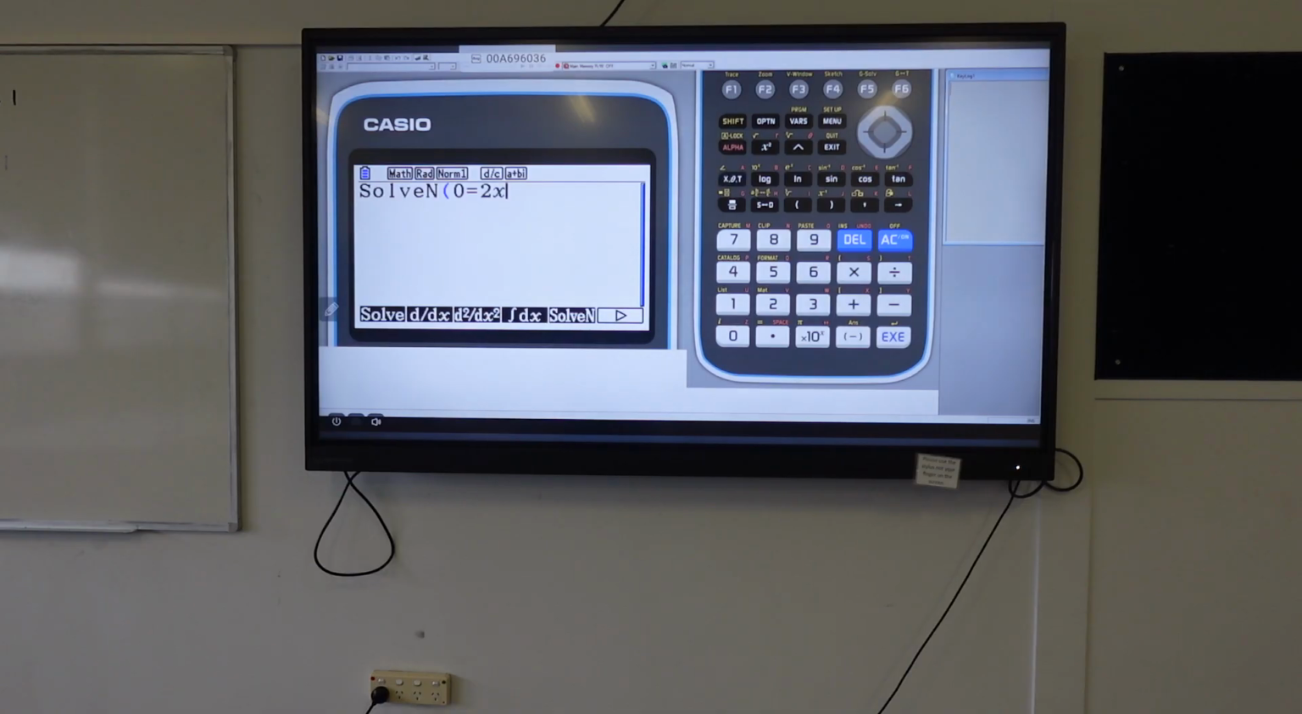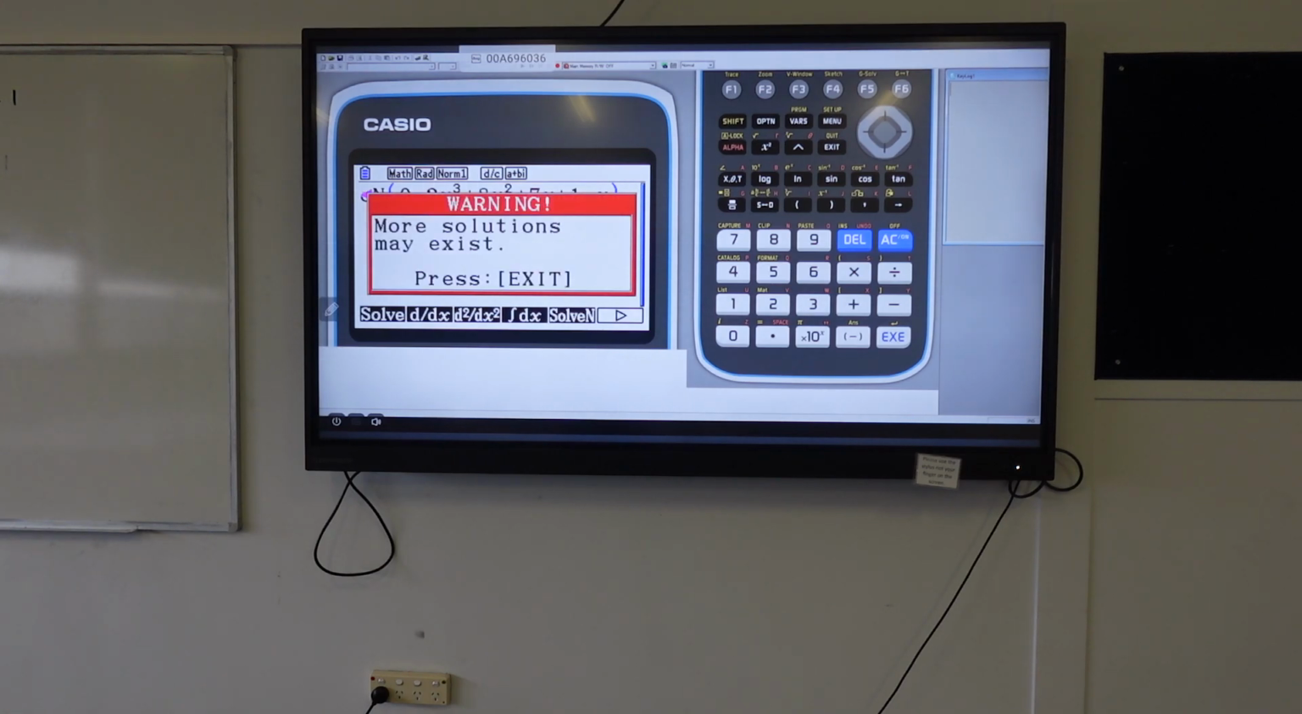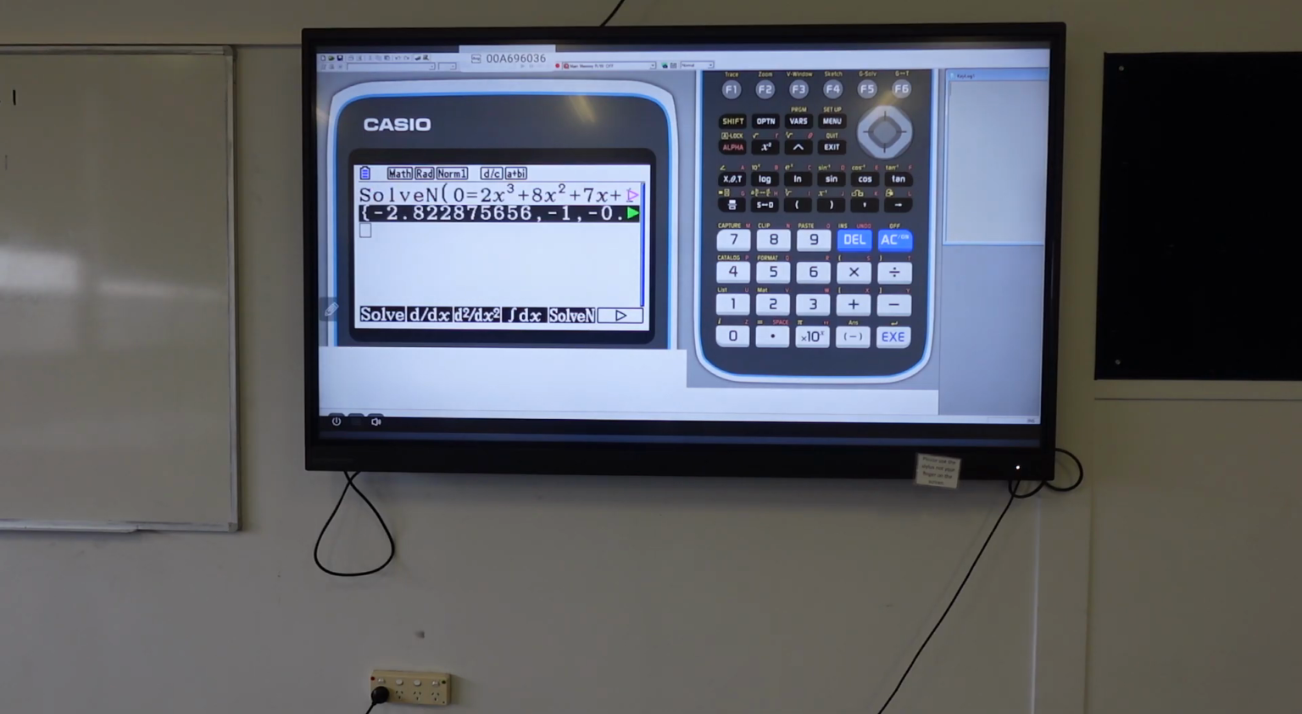2x to the power of 3 plus 8x squared plus 7x plus 1. And we have to tell it to solve for x. Closing this off, it tells us there's going to be more than one solution, some of which might not be listed. And lo and behold, we have negative 2.8, so we've got an irrational one, we've got a rational one of -1, and then we've got some other one.